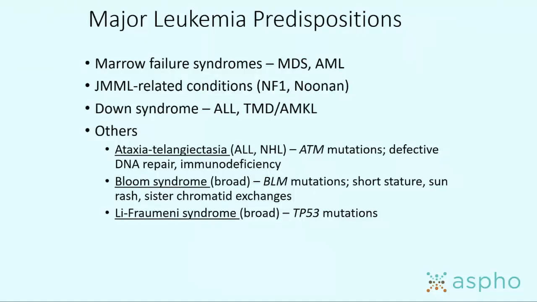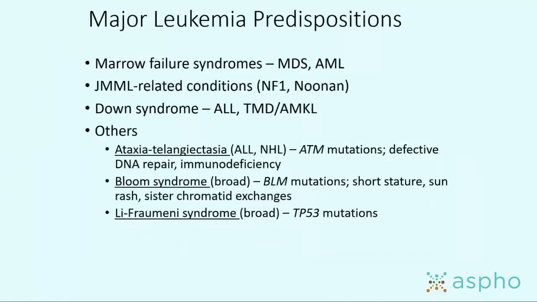Down syndrome, an extremely important genetic constitutional predisposition to leukemia. Dr. Lowe did a wonderful job covering Down syndrome and its relationship to ALL. And again, Dr. McLean will discuss its relationship to myeloproliferative disorders and AML in the next talk. And then finally, there's some others. These are conditions where leukemia or lymphoma can be part of the presentation, but there's much broader symptoms as well, things like ataxia-telangiectasia, Bloom syndrome, Li-Fraumeni syndrome.